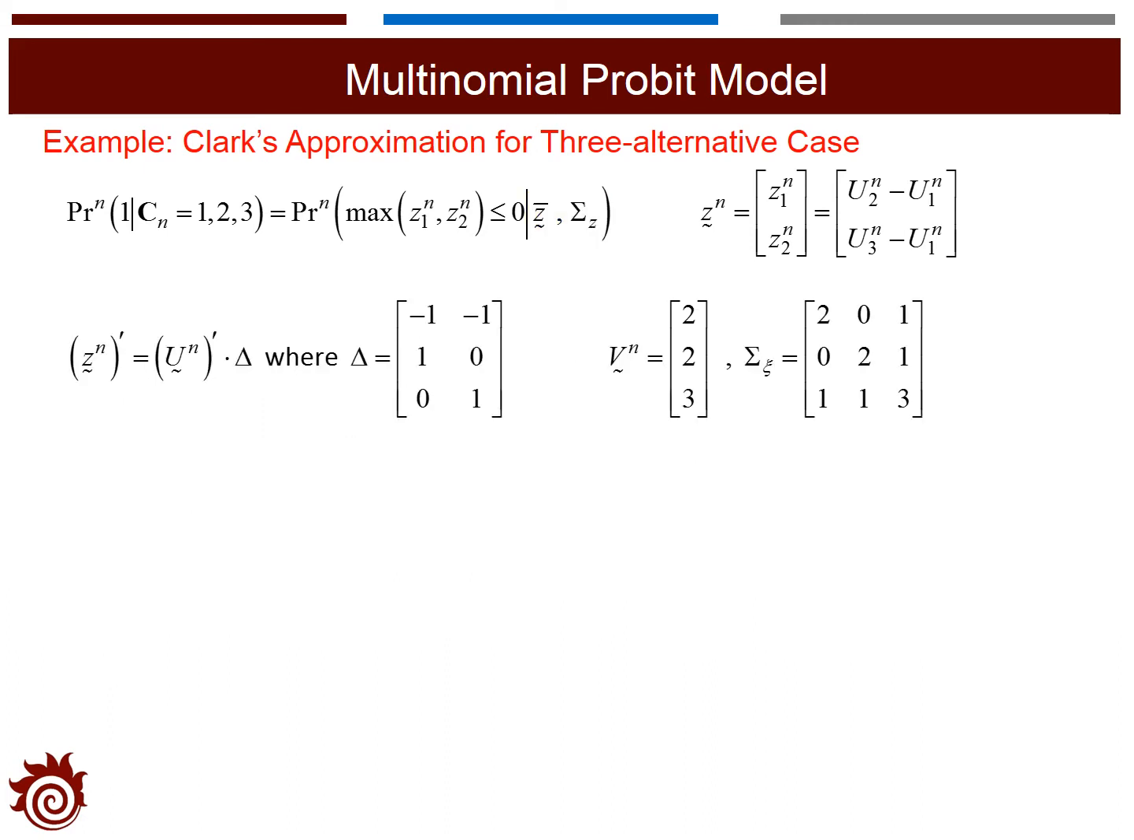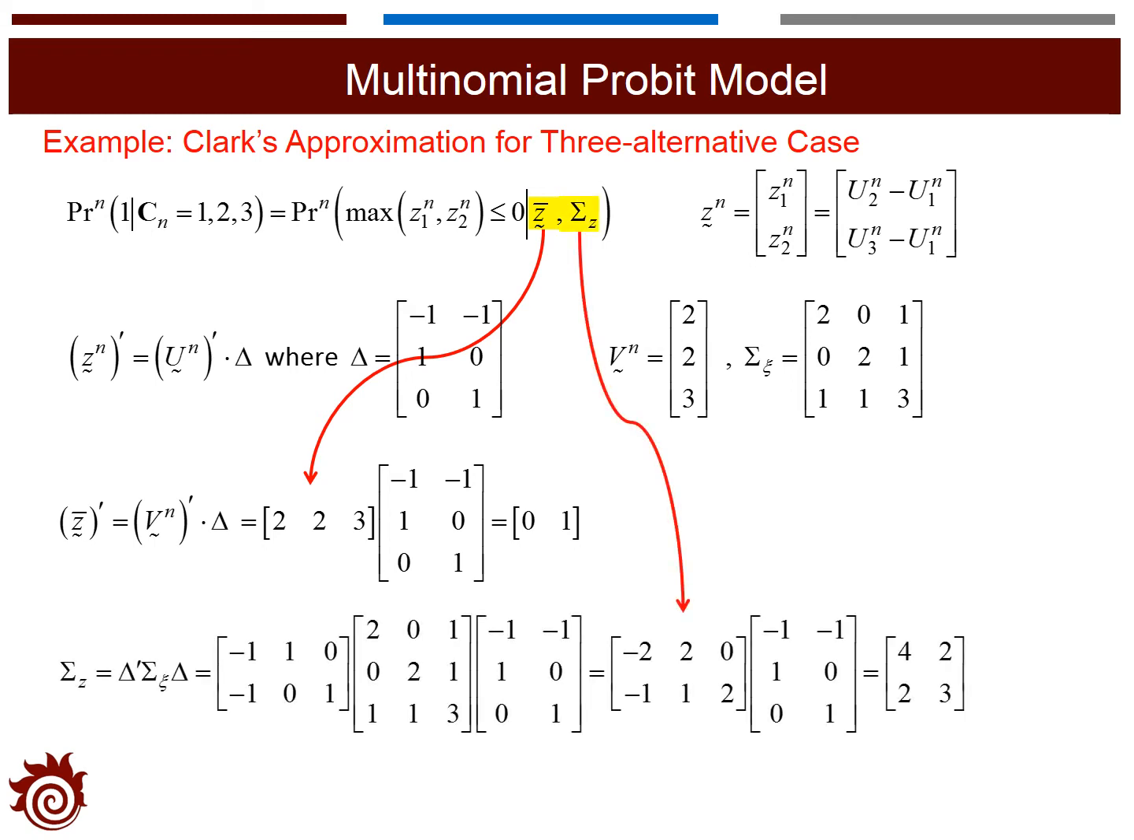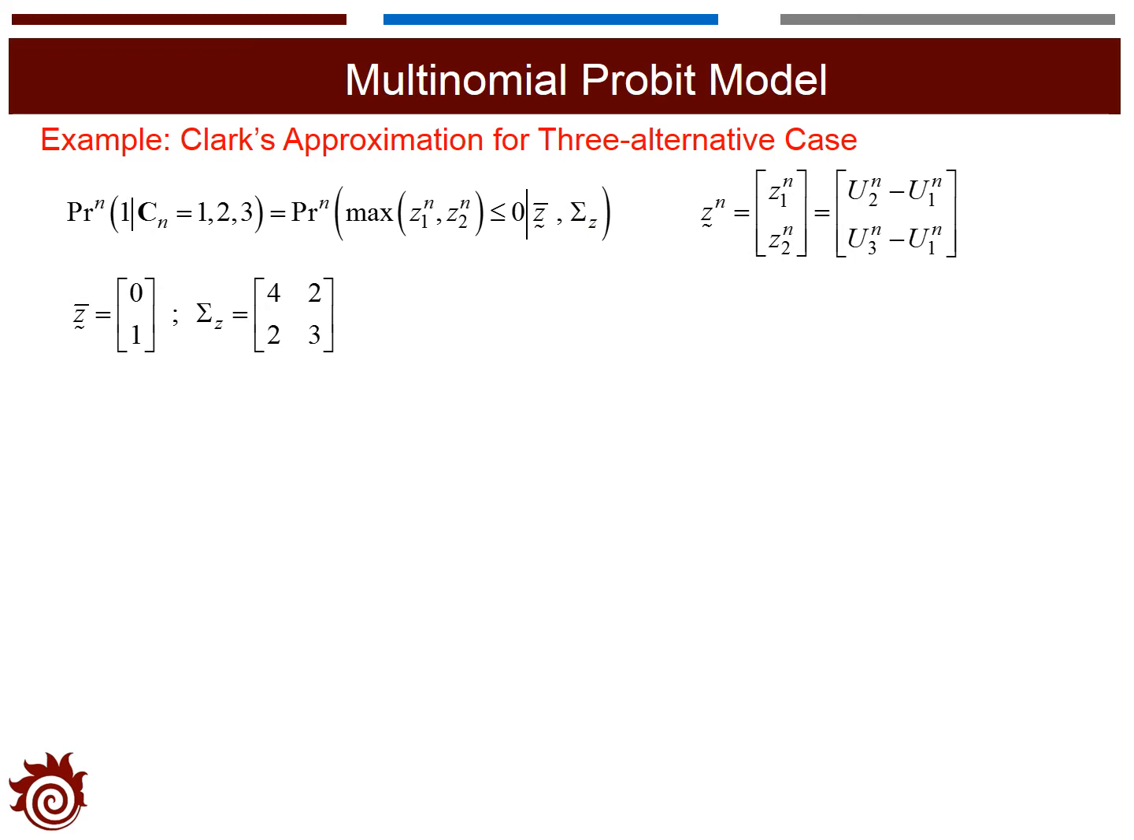With this proposition, we can then estimate the mean and covariance matrix. First, for z bar prime, we have the value as Vm prime times delta, which will give us the value as 0 and 1. Also, we can estimate the covariance matrix sigma z as delta prime times sigma psi times delta. It will give us the 2 by 2 covariance matrix 4, 2, 4, 3. Now we know the mean and covariance matrix of z1 and z2.